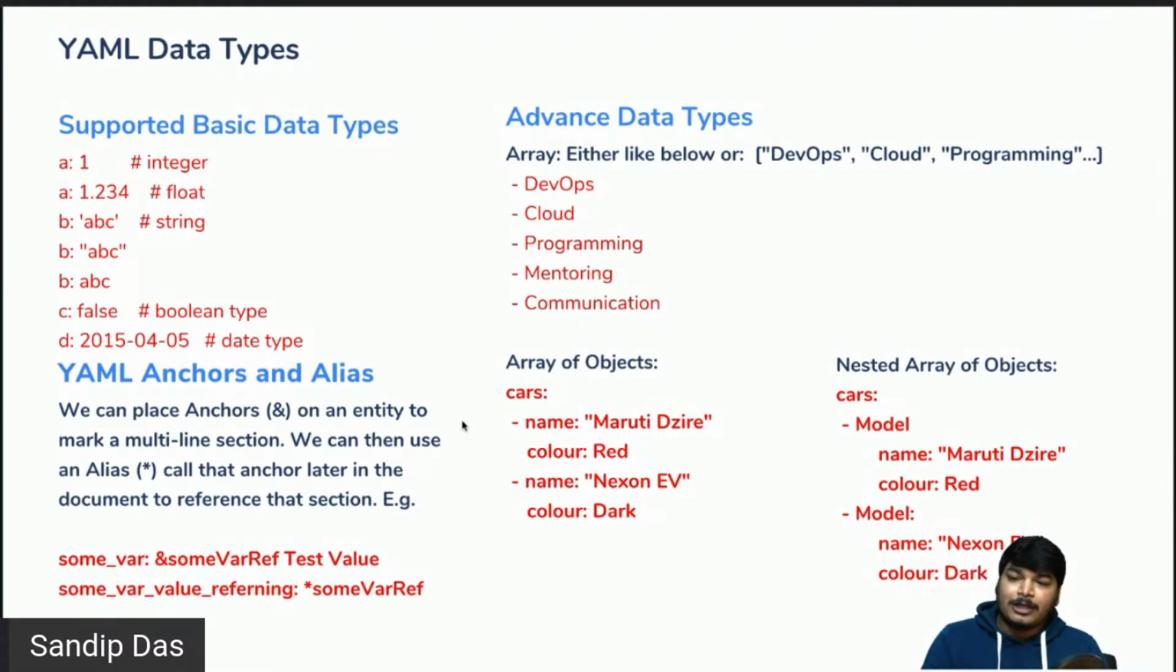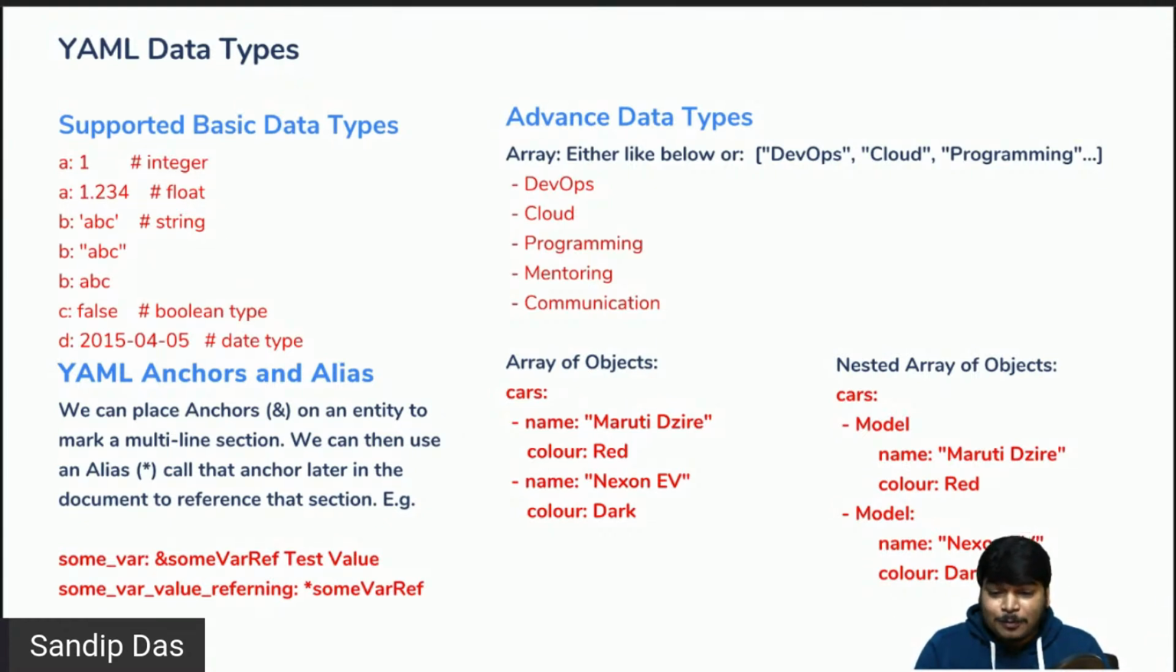It also supports the advanced data types such as arrays. I've shown you how it should be, the dash and then the values. And you can see here the array of objects, just like I've explained a lot. I think I've given too much time explaining that one. You can have a nested array of objects, that also you can give. So you can have this kind of value sets.